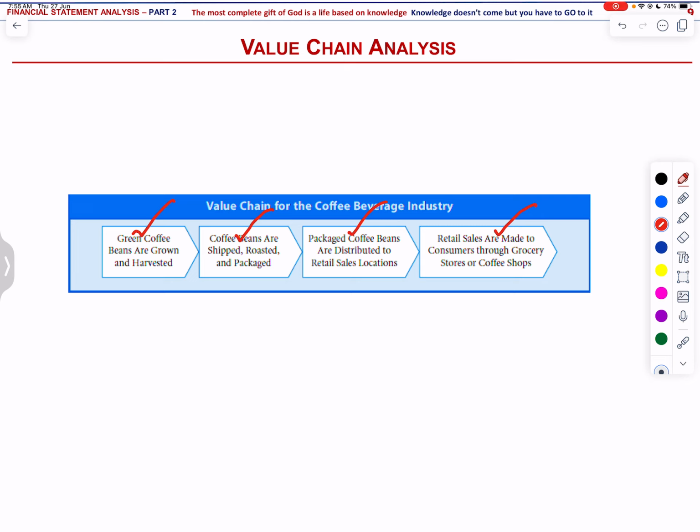Most value is created in retail sales of coffee through grocery stores and coffee shops. Farmers struggle to capture significant value due to commoditization of coffee beans. Shipping, roasting, packaging, and distribution are mainly logistical and add less overall value.